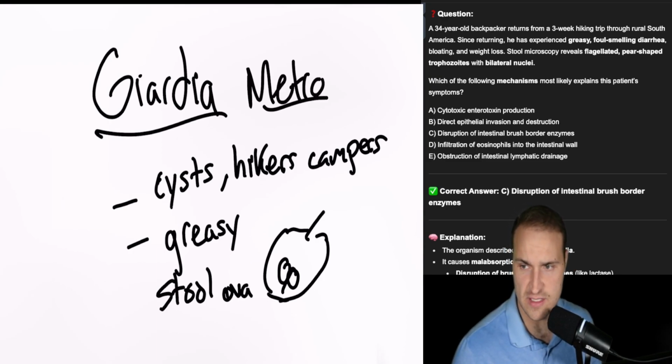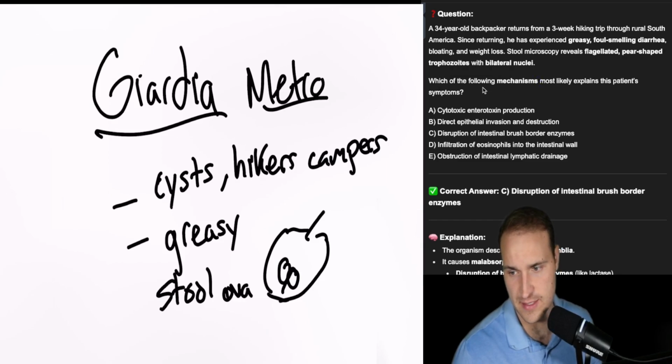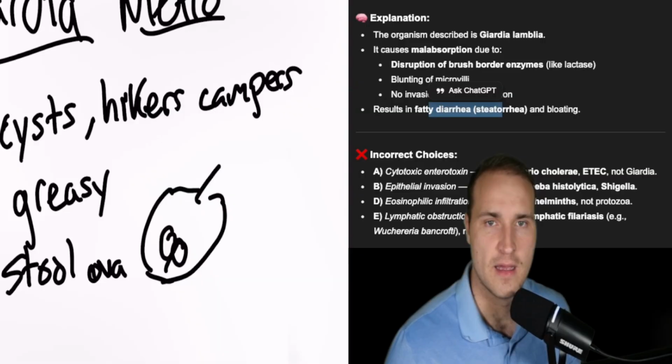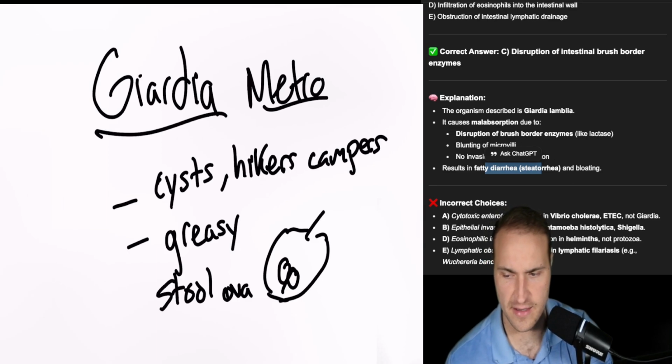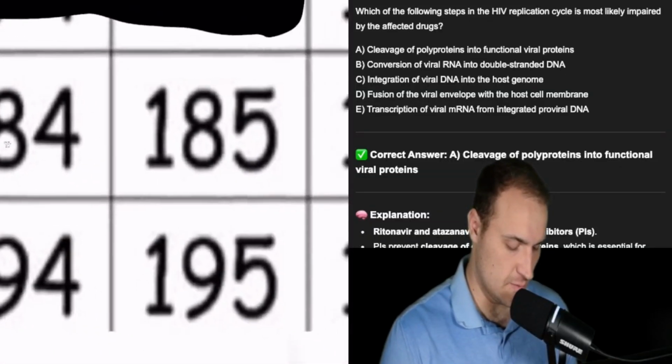Okay, let's see if I prepared you for this question. A 34-year-old backpacker. Yep, Giardia. South America, greasy, foul-smelling diarrhea, flagellated pear shape. That's just absolutely pathognomonic. Holy cow. Easy as it can possibly be. Which mechanism explains this patient's symptoms? Disruption of the intestinal border. We got Giardia. Malabsorption due to disruption, fatty diarrhea, all that stuff. Hikers, campers, foul-smelling, greasy diarrhea, bloating, weight loss, fat-soluble vitamin deficiencies, all that stuff. Giardia. Could be a beautiful name. Kind of like Diarrhea Giardia. Beautiful names. Giardia. All right, moving on to 185.